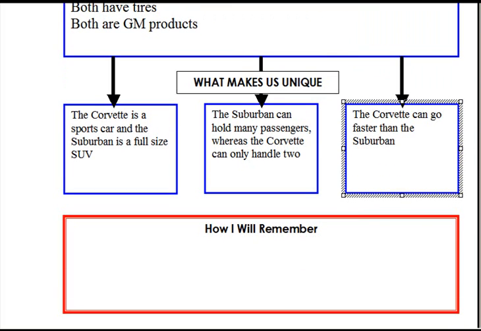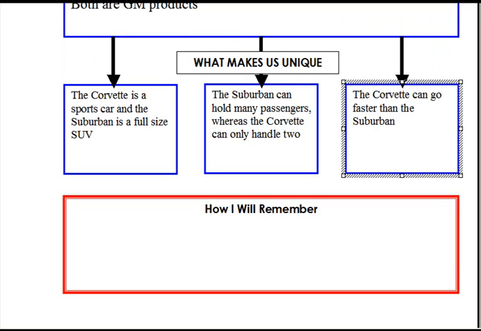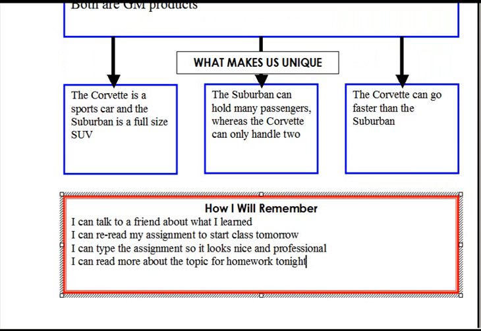The final box is called How I Remember. There are a number of ways we can proceed with this step. As you can see, I've listed a few examples. Students can take this in many ways. I include things like, oh boy, I can remember this if I talk to a friend about what I learned. I can reread my assignment to start class tomorrow. I can type the assignment so it looks nice and professional. I can read more about the topic for homework tonight.